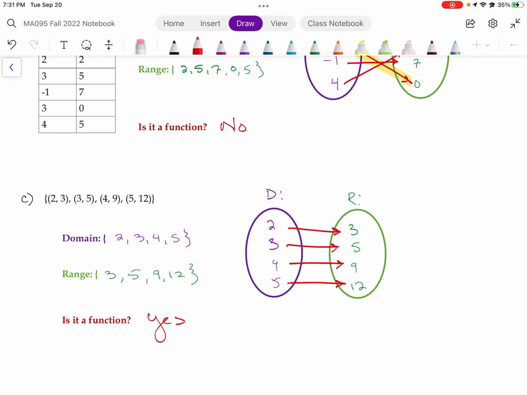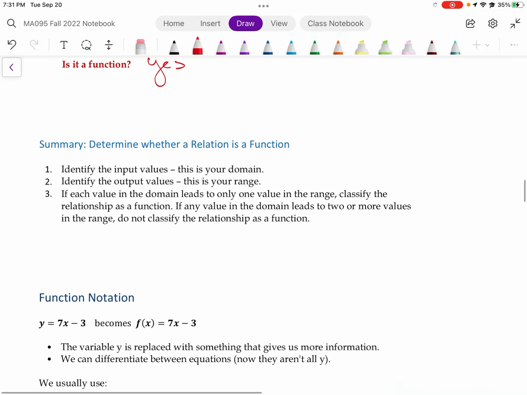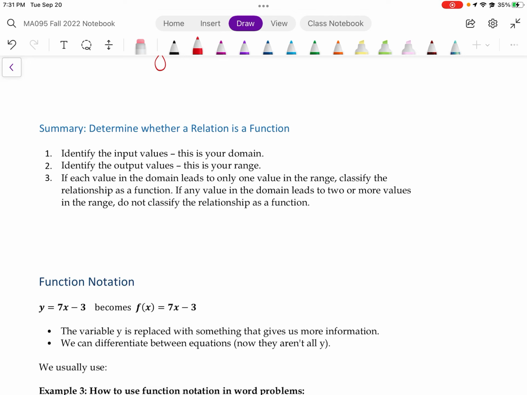All right, so let's move on to the next topic. Actually, not yet. Let's summarize this. Determining whether a relationship is a function. Identify the input values, that's your domain. And then identify the output values, that's your range. And then read this last thing. I'm not going to read the whole thing to you, part 3. All right, so that summarizes what we just did.